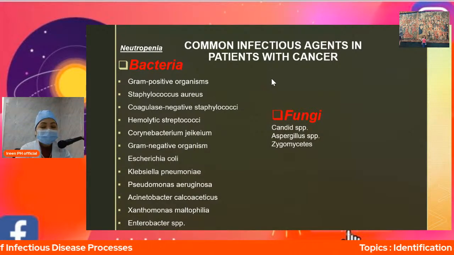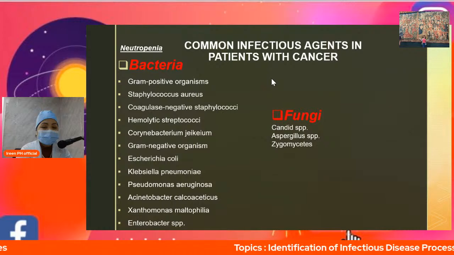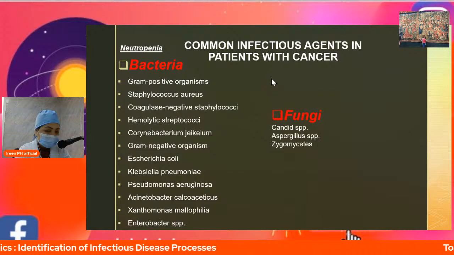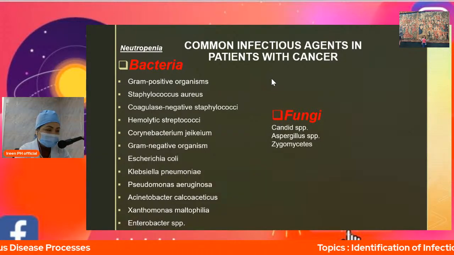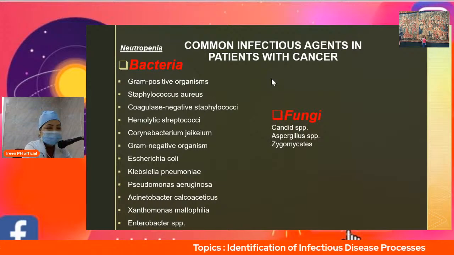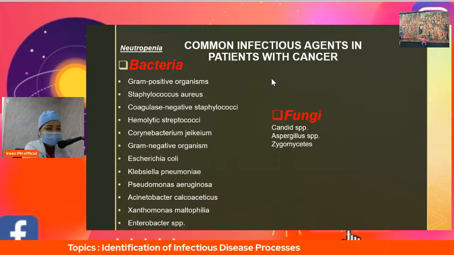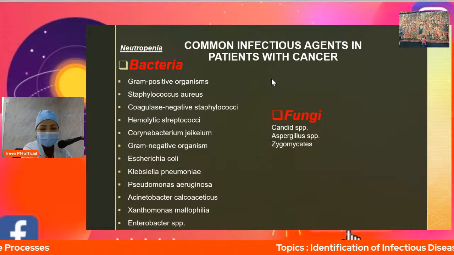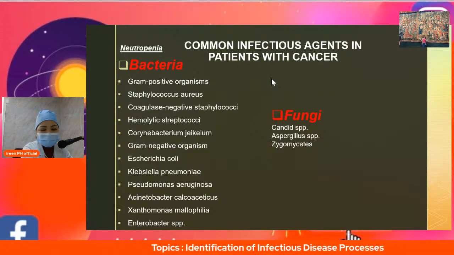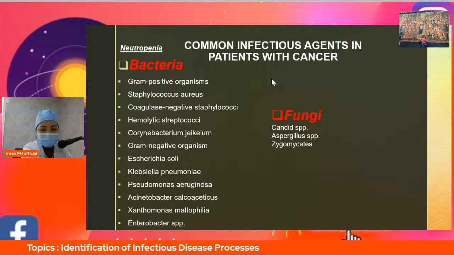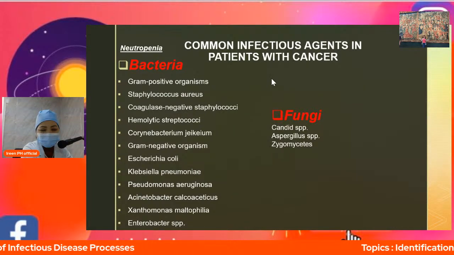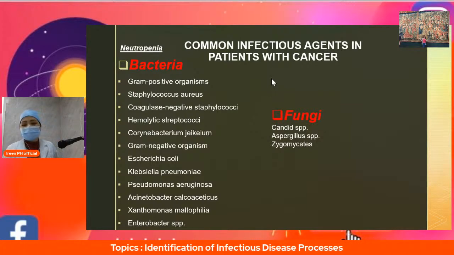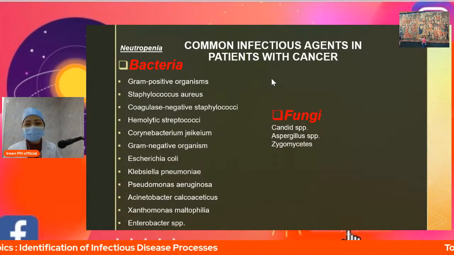Coagulase negative staphylococci, hemolytic streptococci, Clostridium difficile. Gram-negative organisms: E. coli, Klebsiella pneumoniae, Pseudomonas aeruginosa, Acinetobacter, Pseudomonas multiplica, Enterobacter spp. And the fungi: Candida, Aspergillus, and Saccharomyces.